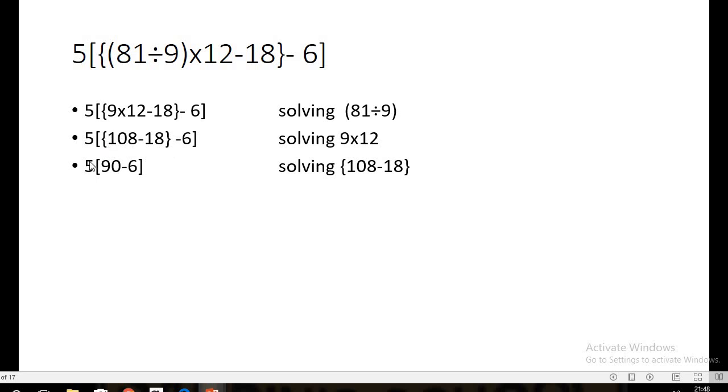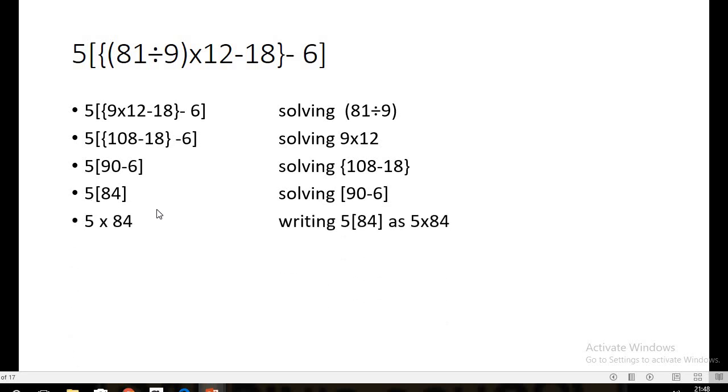Now within the square bracket we have 90 minus 6, so first we will solve the bracket, 90 minus 6 as 84, and 5 bracket 84 means 5 multiplied by 84, so this gives us the answer 420.